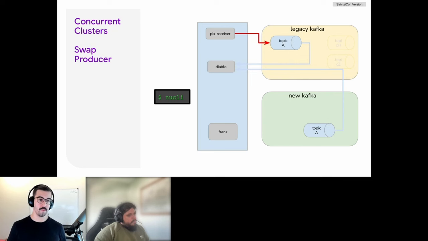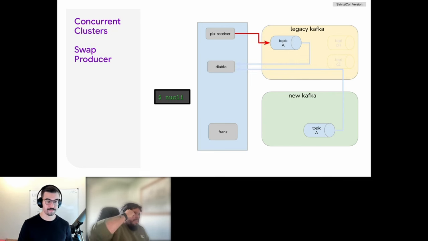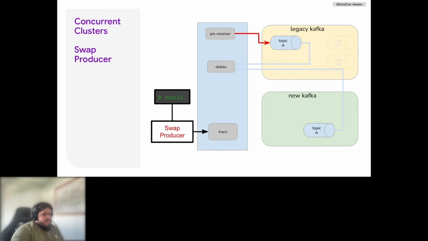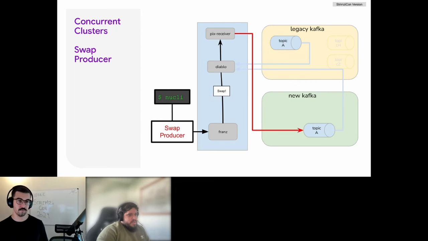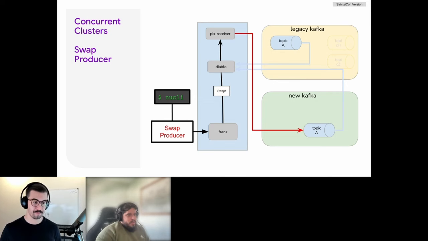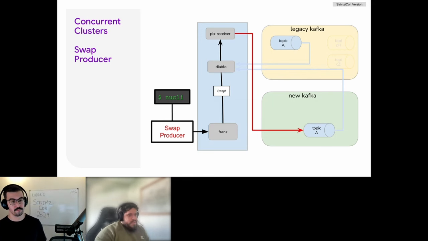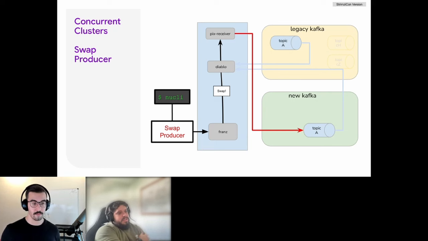In the next step, Nucli will send a command to France, telling it to swap the production from the old cluster to the new one. So the PIX receiver, which is the producer in this example, will start producing to the new topic, but we also have some validation there to avoid a huge amount of messages being duplicated or processed out of order. So we only do the swap if the lag is below certain levels.